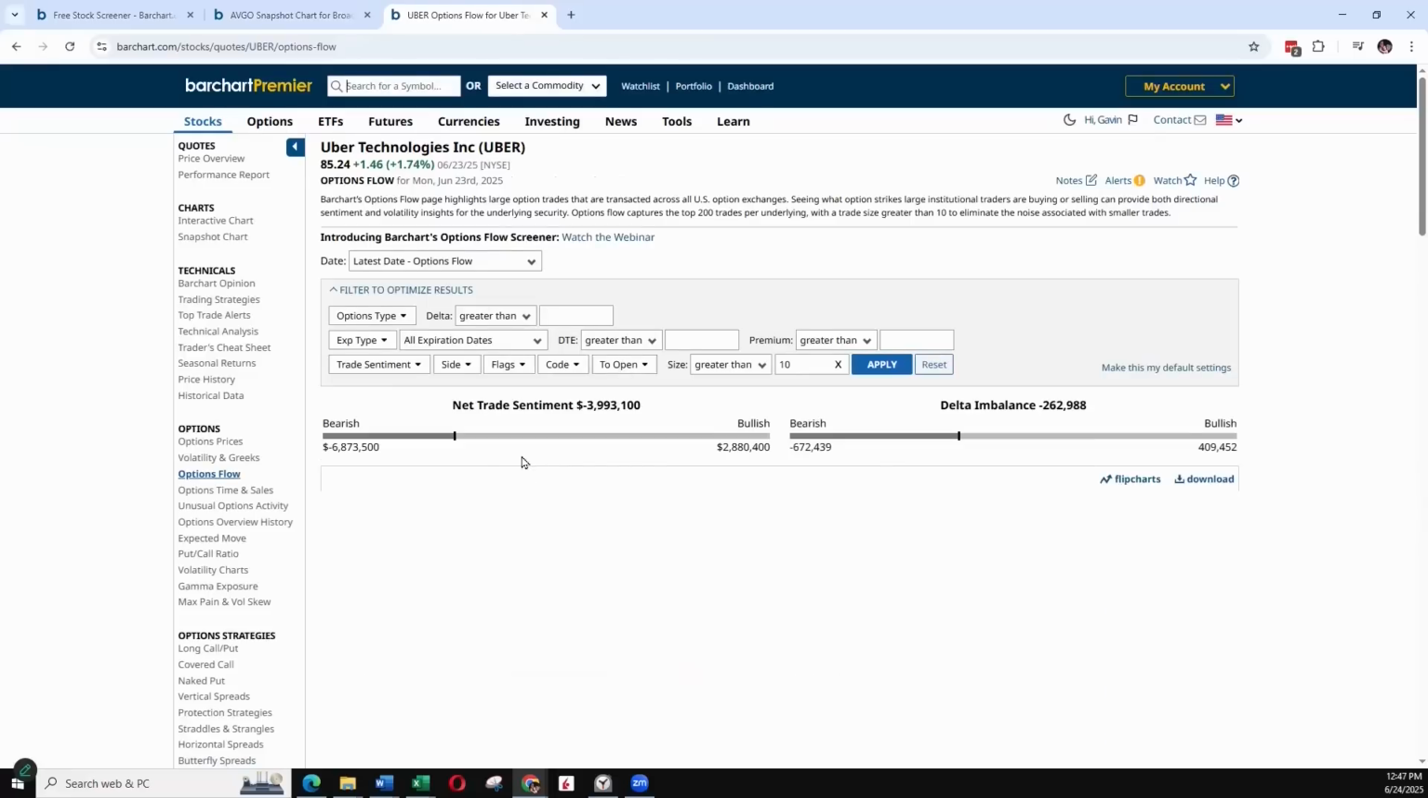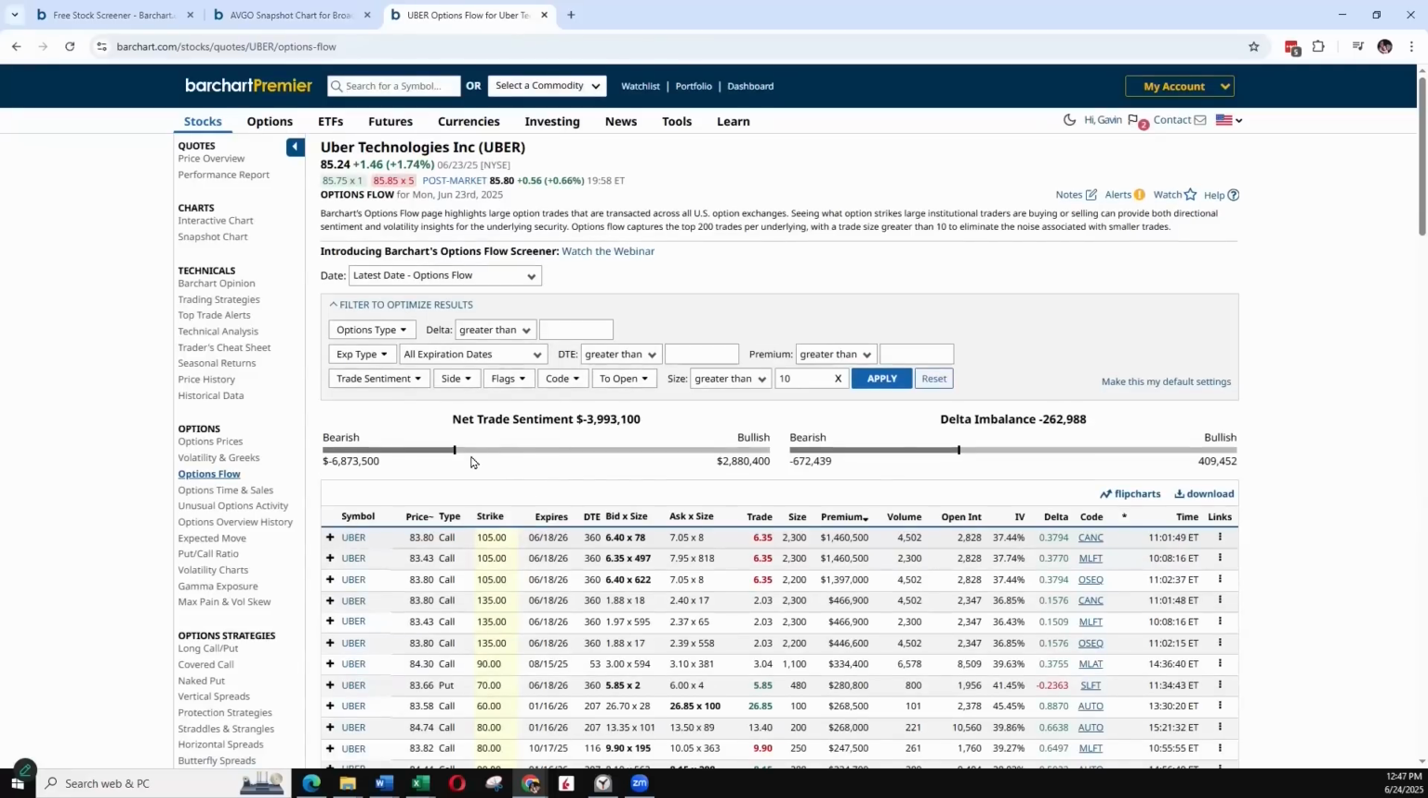In this case, we're seeing significant negative flow, even though the stock had a good day and put in a bullish engulfing candle. So I'd prefer to go bullish on a stock like AVGO rather than Uber in this example. Let's look at one more.